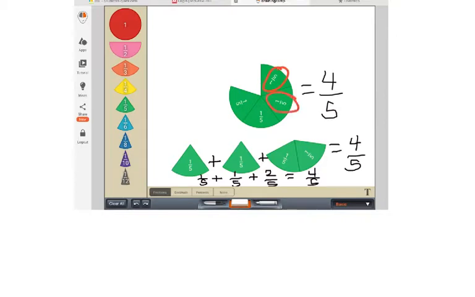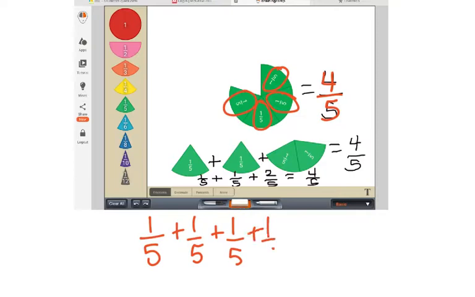1/5, 1/5, 1/5, and 1/5 added all together gives me 4/5. If I were to break it down into unit fractions, it would be 1/5 plus 1/5 plus 1/5 plus 1/5 equals 4/5. I can also decompose it a different way.